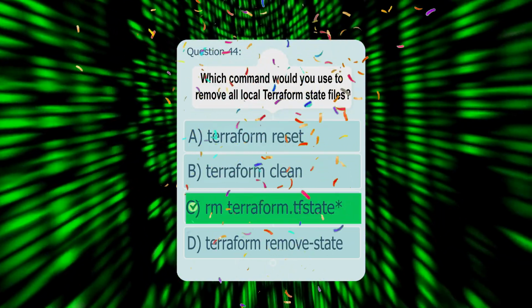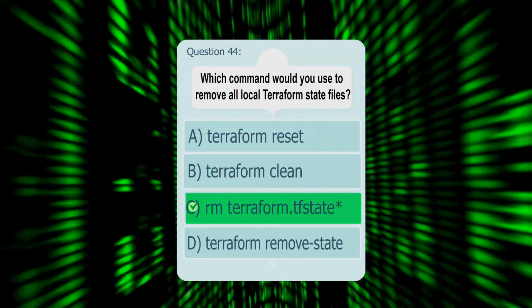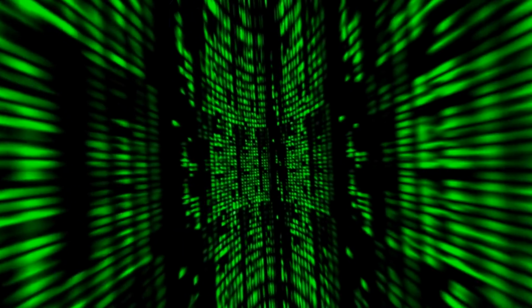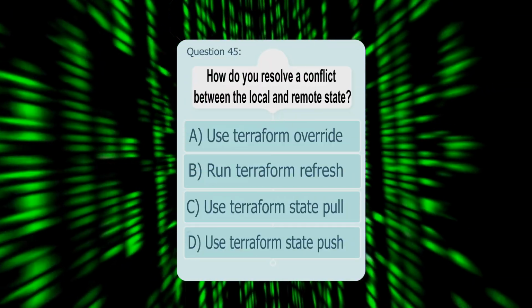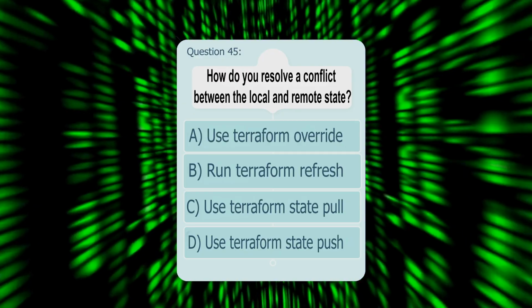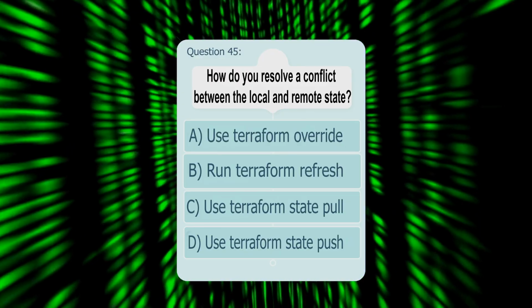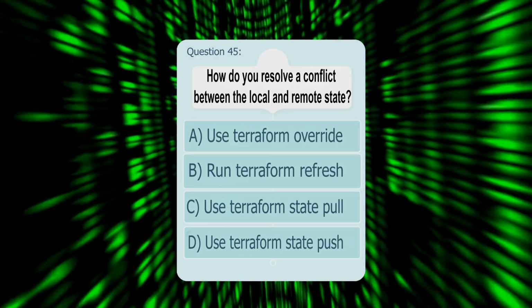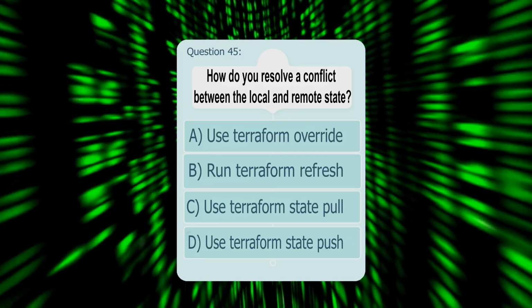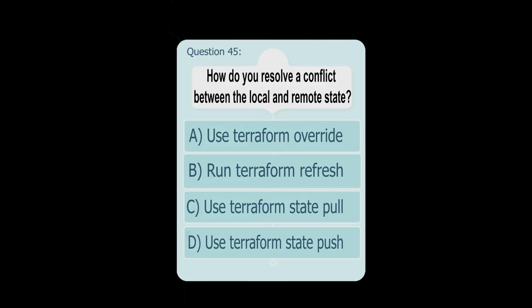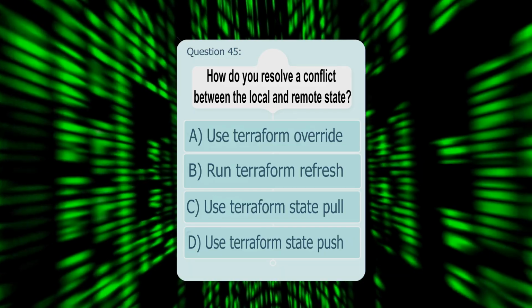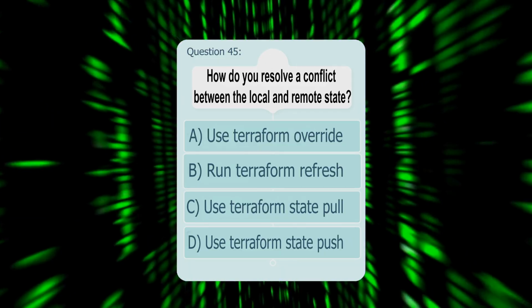Answer. C. rm terraform.tfstate asterisk. Question 45. How do you resolve a conflict between the local and remote state? A. Use Terraform override. B. Run Terraform refresh. C. Use Terraform state pull. D. Use Terraform state push.